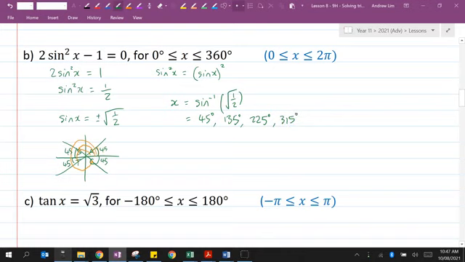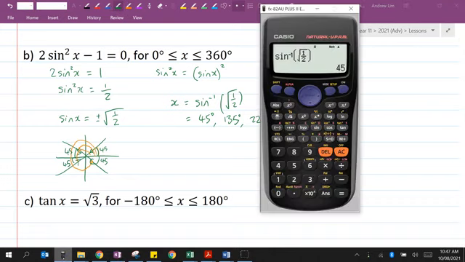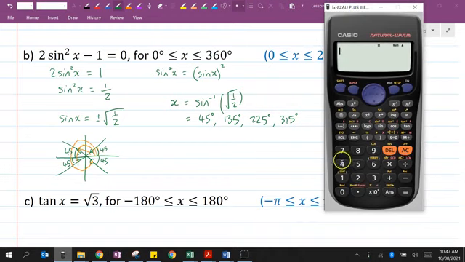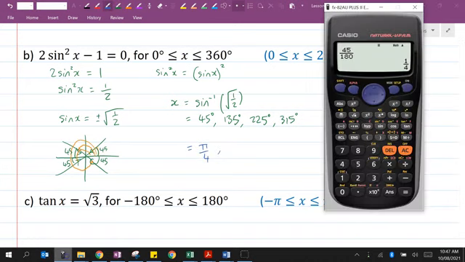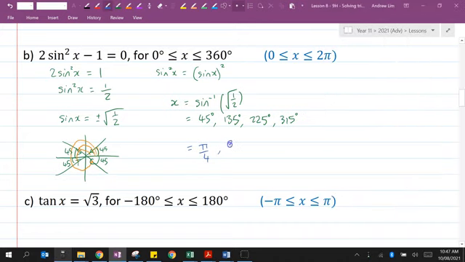Okay, and that's it. If we want to convert it into radians, just divide everything by 180 and put pi at the top. So 45 over 180 is pi over 4. 135 divided by 180, 3 pi on 4. And we could do the same with the others. This will be 5 pi on 4 and 7 pi on 4. Okay, so that's if that was the domain.